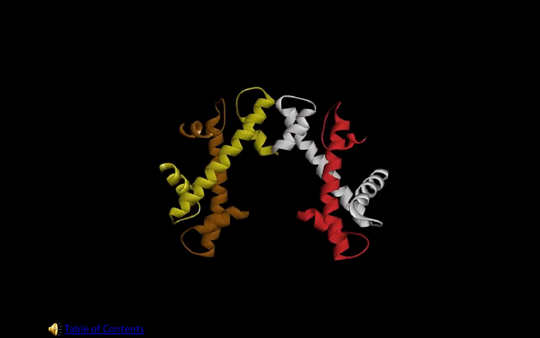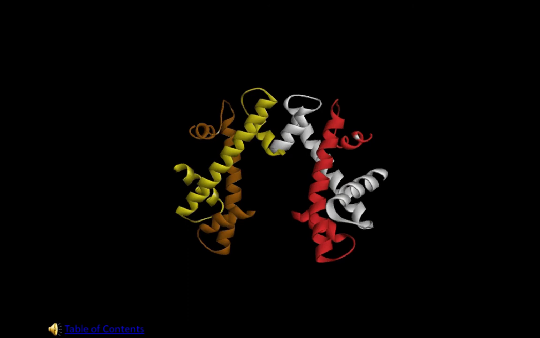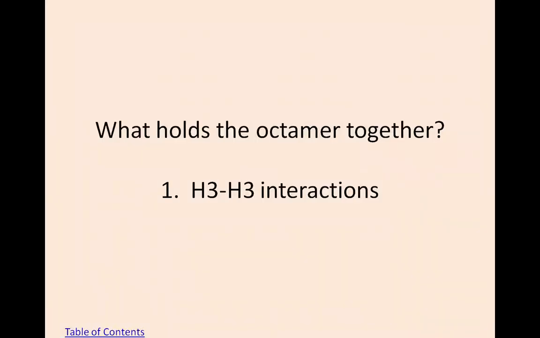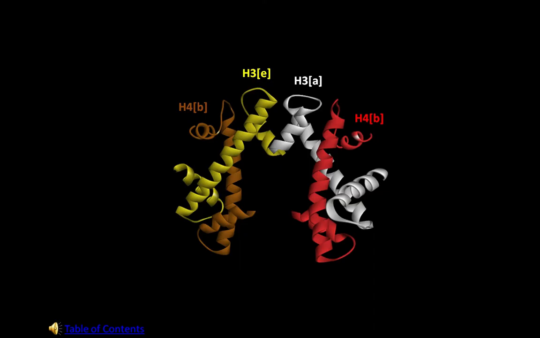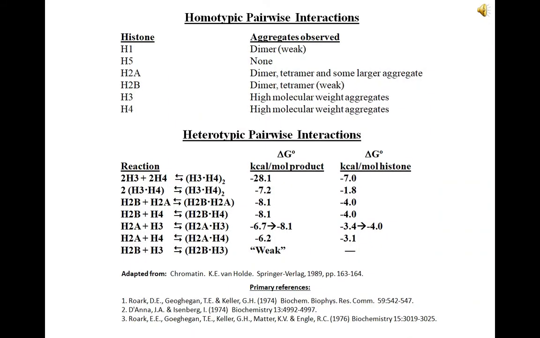Okay, let's unwind this view and return to our frontal view of the H3H4 tetramer. Here again is the structure I've referred to as the thermodynamic tetramer, because it is believed to be a primary mediator of octamer stability. Let's look at some numbers. This table is a combination of 2 tables from Van Holde, showing the free energy changes associated with various types of dimer, tetramer, and higher order aggregate formation from histone monomers.